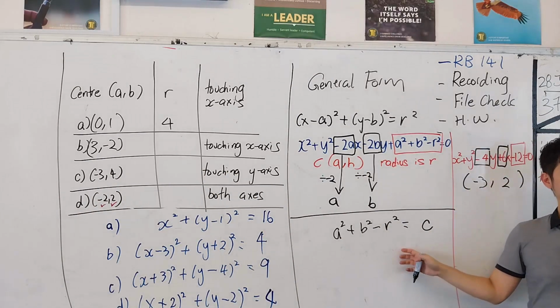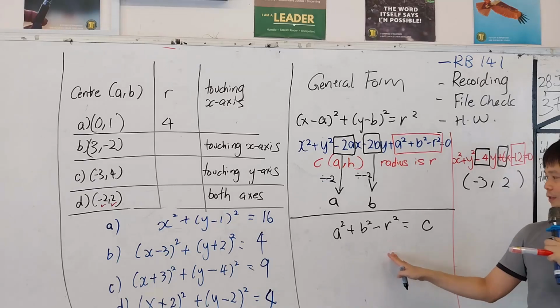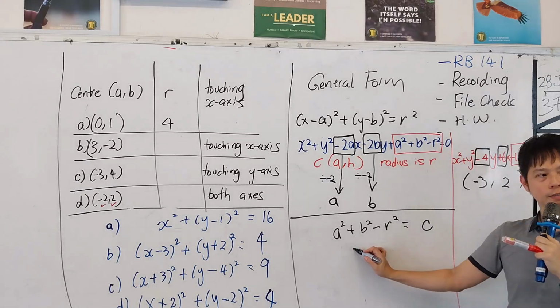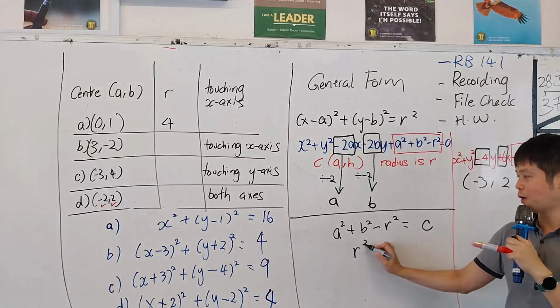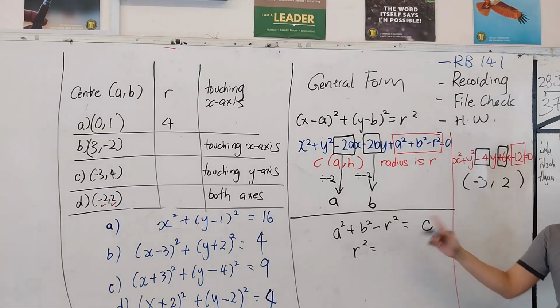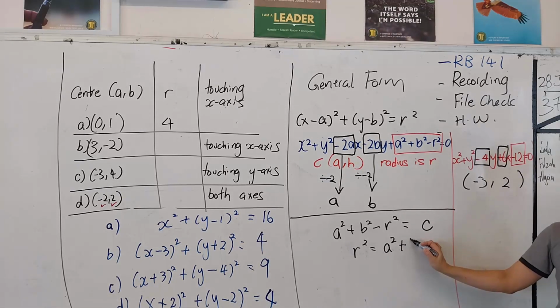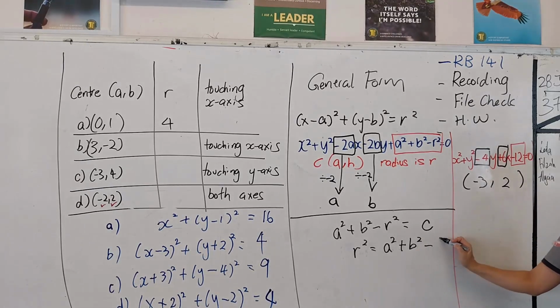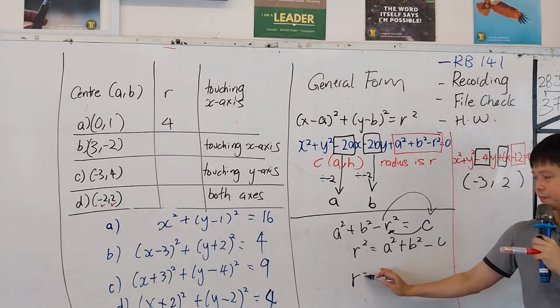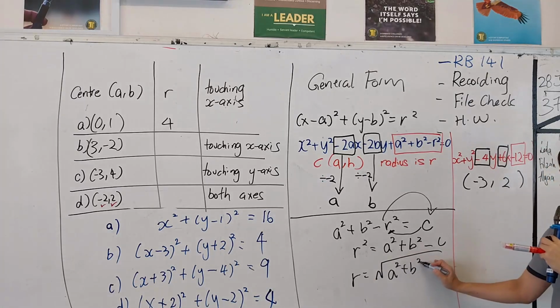How do we find r then? Come on. How do we find r? This is easy already. We make r the subject. So r squared equals, can you all shift here, shift there? a squared plus b squared minus c. Again, r squared I bring over, c I bring over. Finally, how do I find r? Square root of a squared plus b squared minus c.